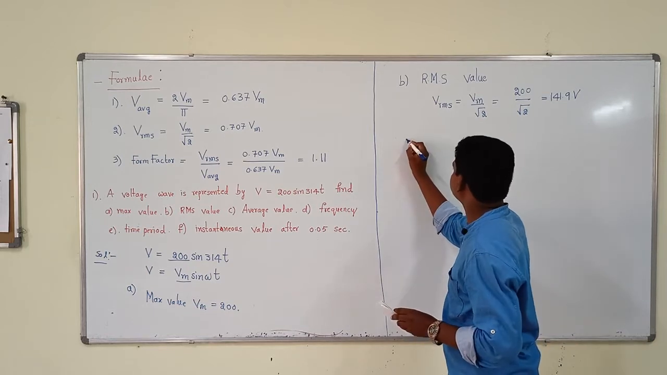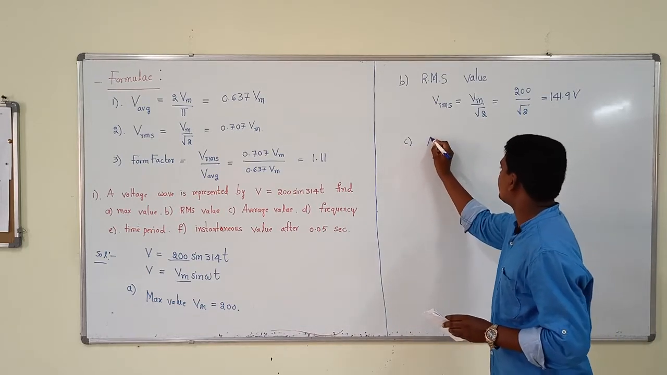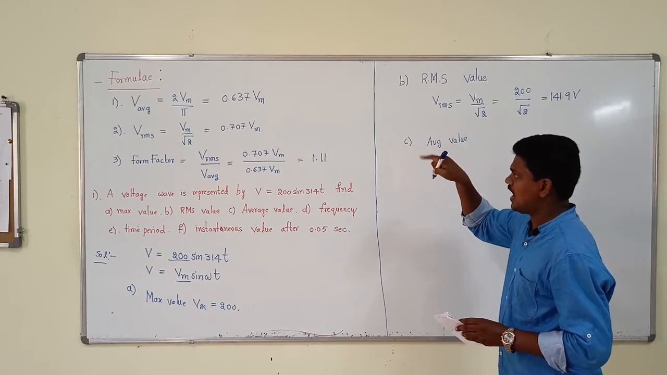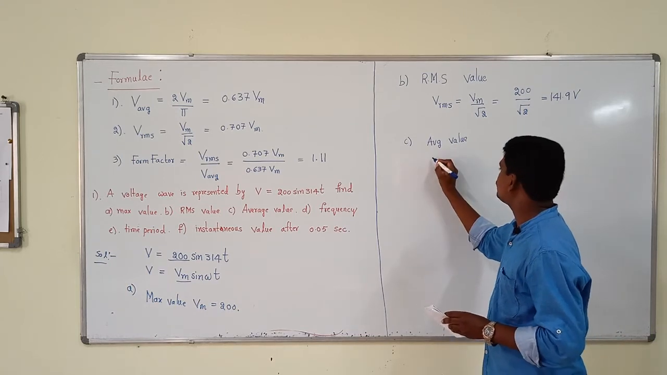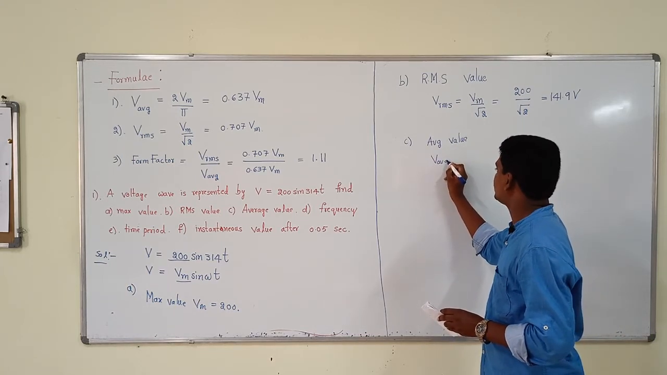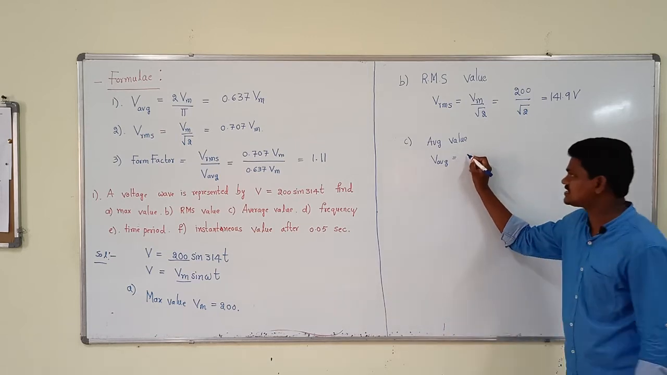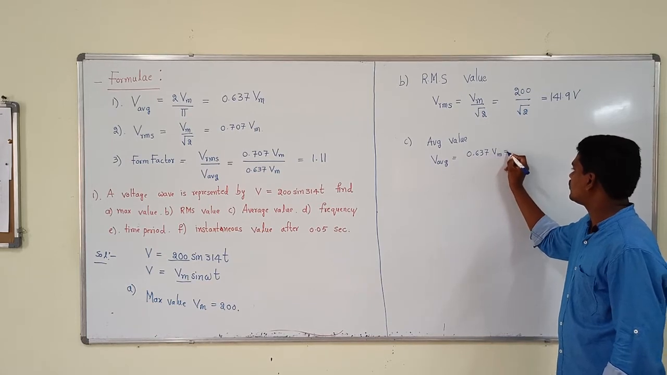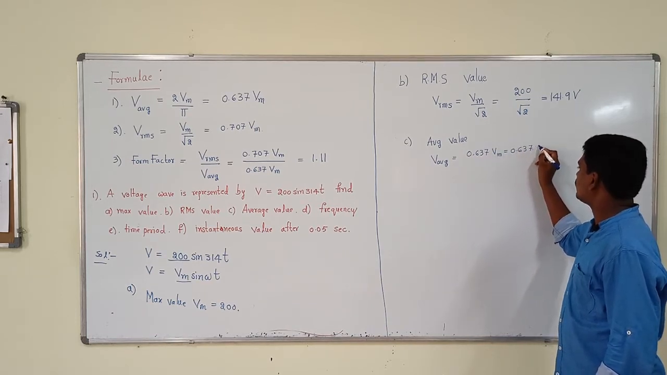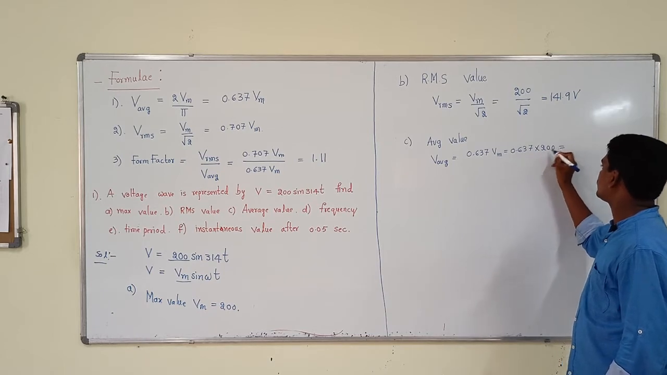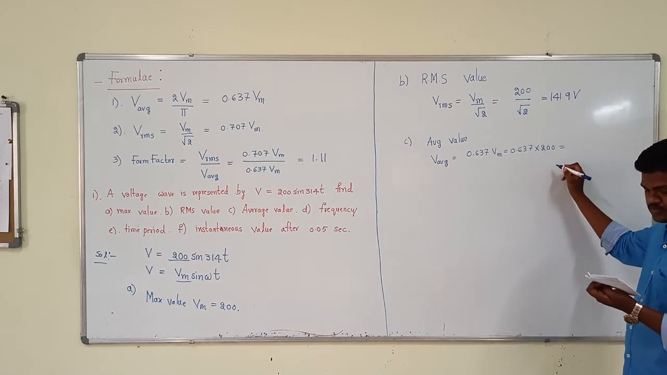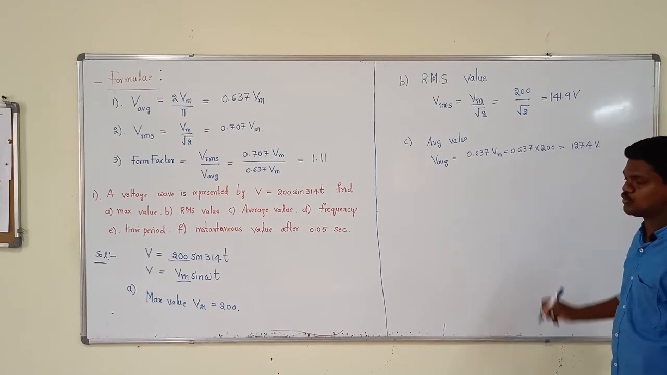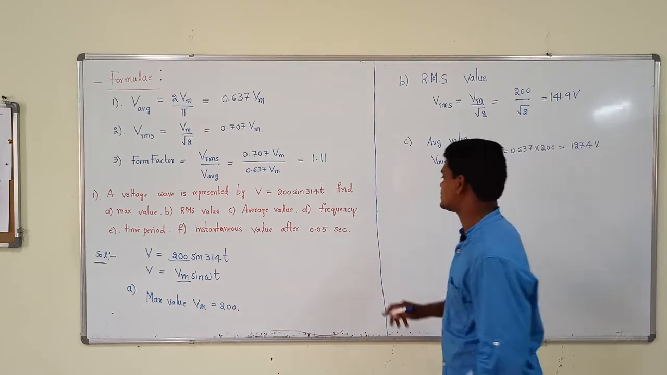C is the average value, the third option. The relation between the average value and the peak value is simple. The average value equals 0.637 Vm. What is Vm again? Again 200. So the average value we will get is 127.4.